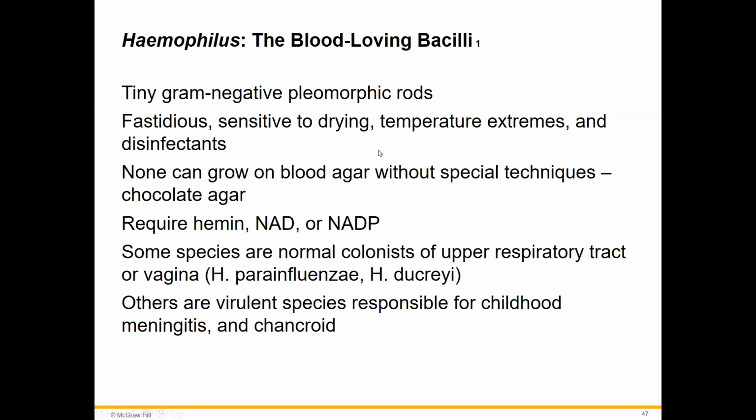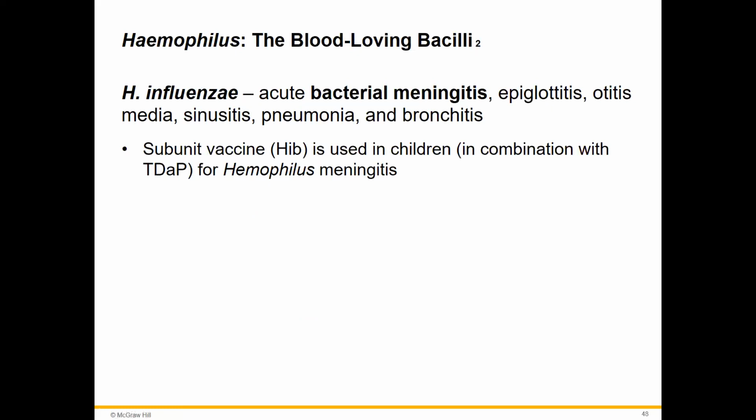Haemophilus is named for the fact that it loves blood. So Haemophilus, think of heme, think of blood loving. They're very small gram-negative rods. They're sensitive to drying, temperature extremes, disinfectants, so they're pretty easy to kill. They require heme, NAD or NADPH, so they like our blood because there's plenty of that supply. You can see some of them colonize the upper respiratory tract or vagina, but really the one I want you to think about is H-flu for childhood meningitis. That's really what I want you to think about when you think about the Haemophilus genus.